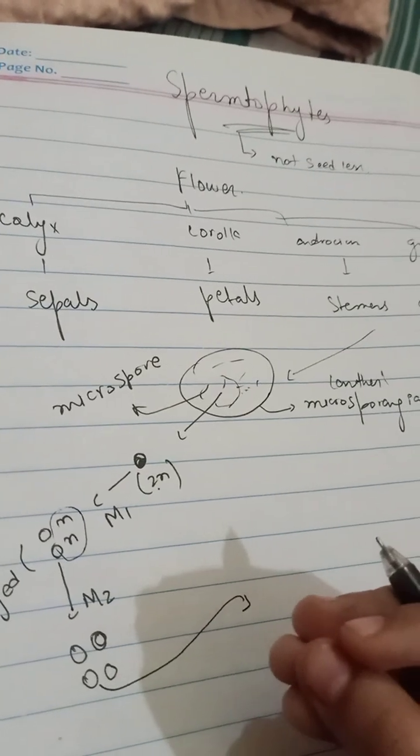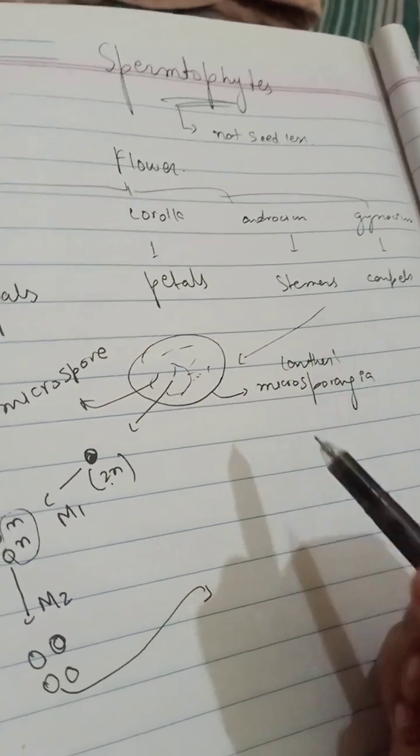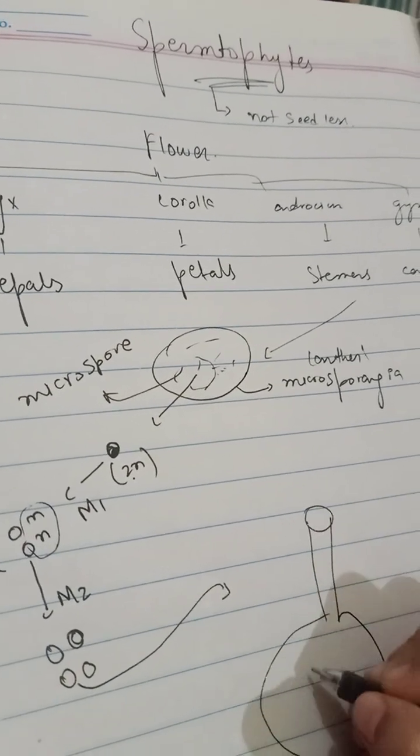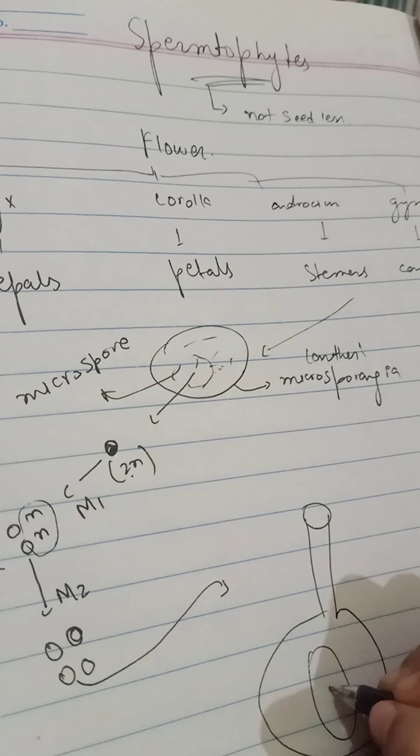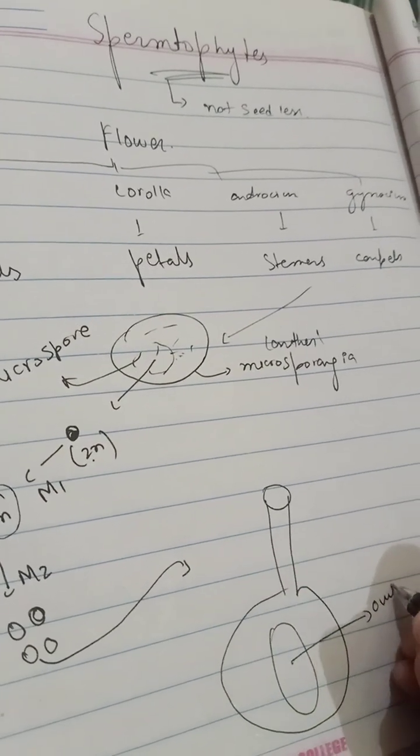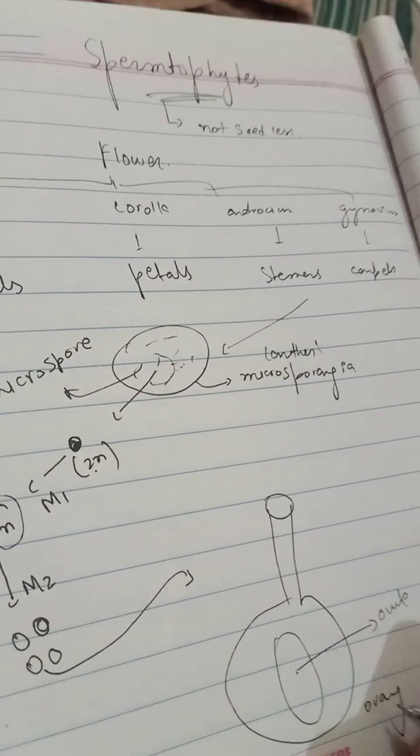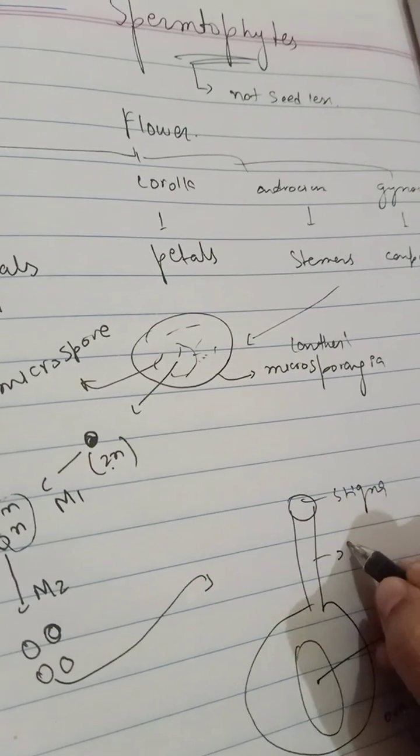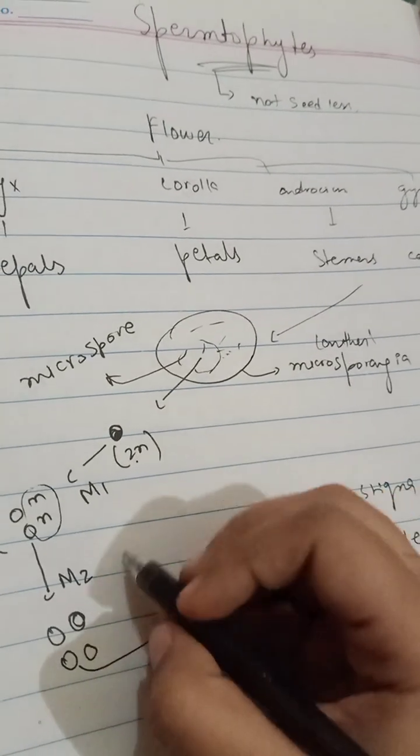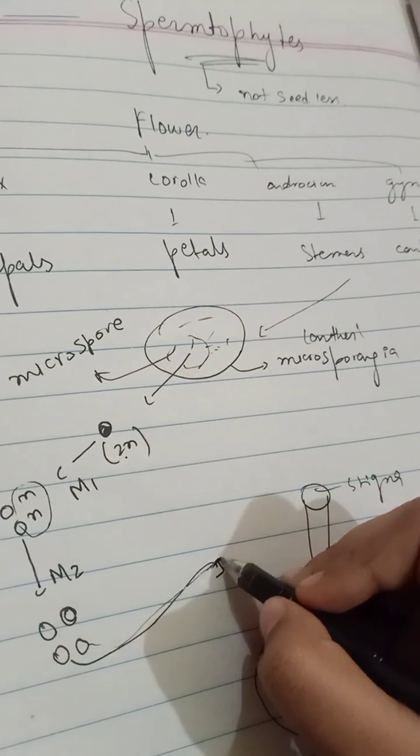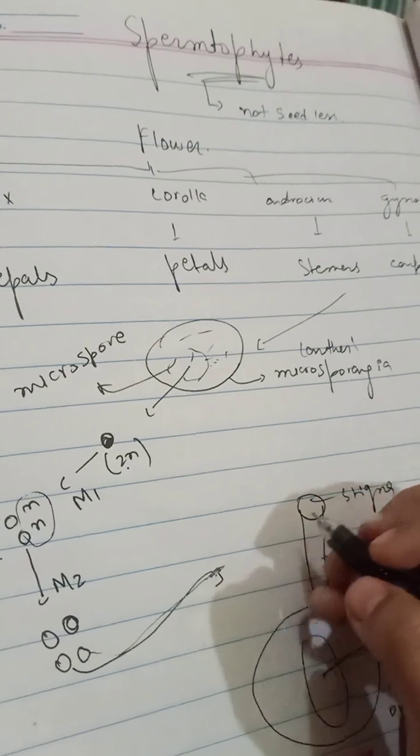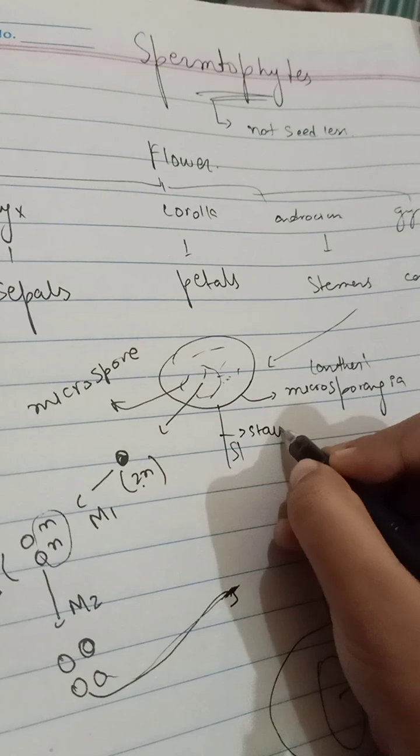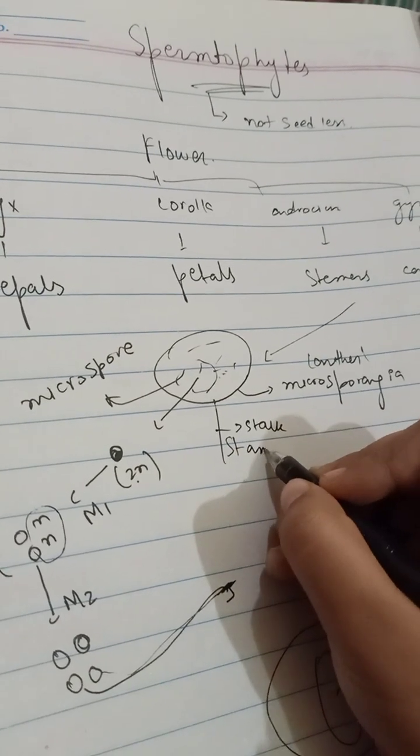and the pollen grain will move toward the carpel. Let me make the carpel first. This is the carpel. This is the ovule, this is the ovary, this is the stigma, and this is the style. So these are the microspores. This is the stamen structure, with a stalk or filament.